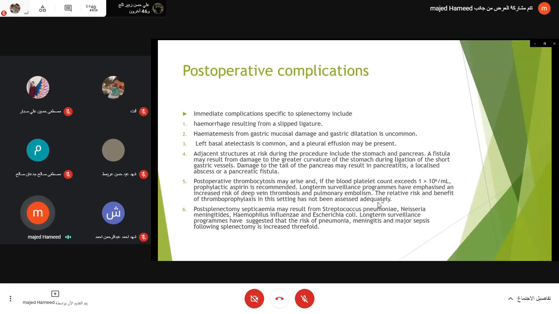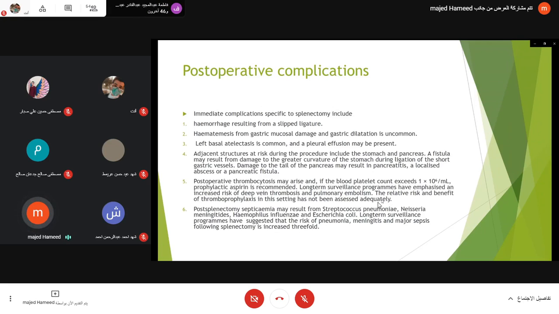Adjacent structures at risk during the procedure include the stomach and pancreas. A fistula may result from damage to the greater curvature of the stomach during the ligation of short gastric vessels. Damage to the tail of the pancreas may result in pancreatitis, localized abscess, or pancreatic fistula.